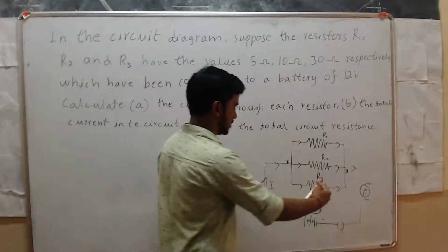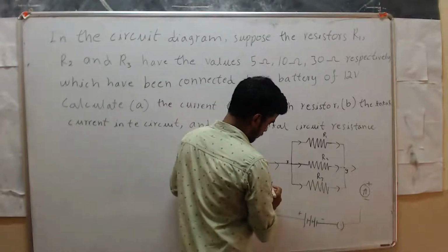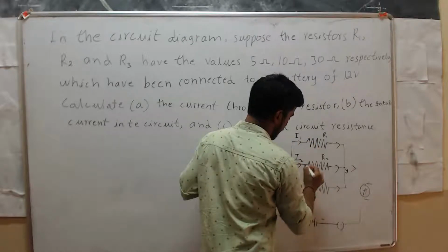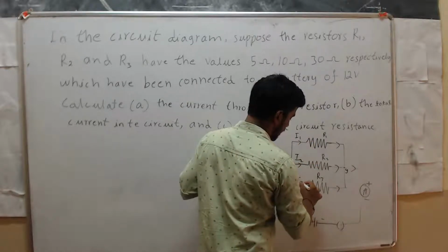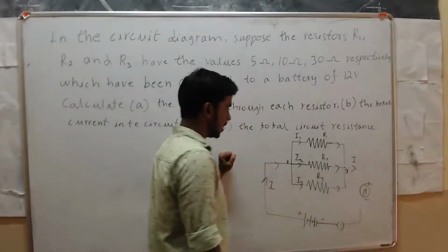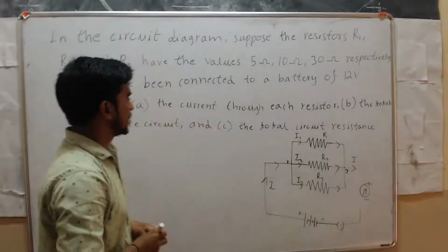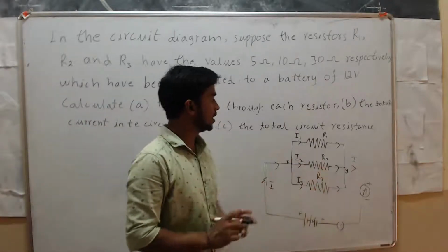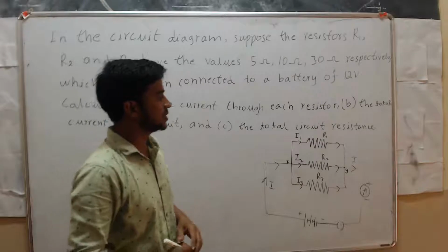Current through each resistor means, see here, I, right? So this current I divides into I1, I2, and I3. Once again here you get I. Then the second one, the total current in the circuit. Then the total resistance in the circuit.